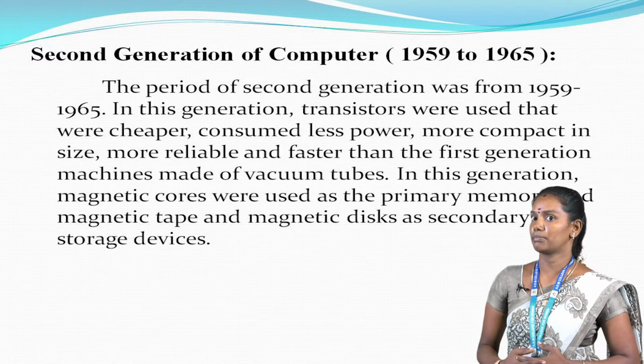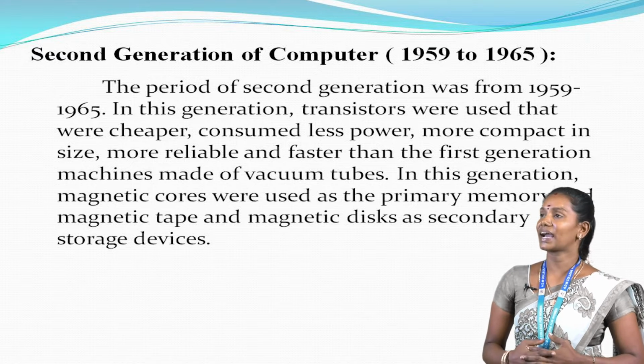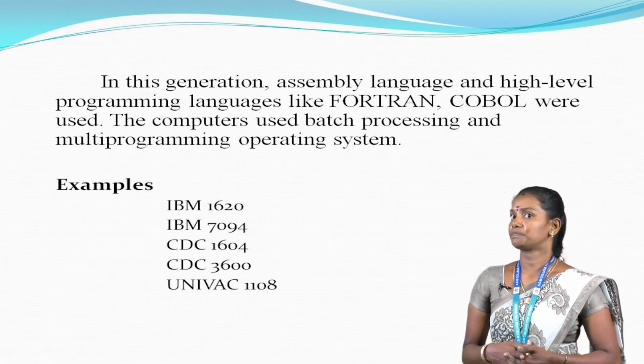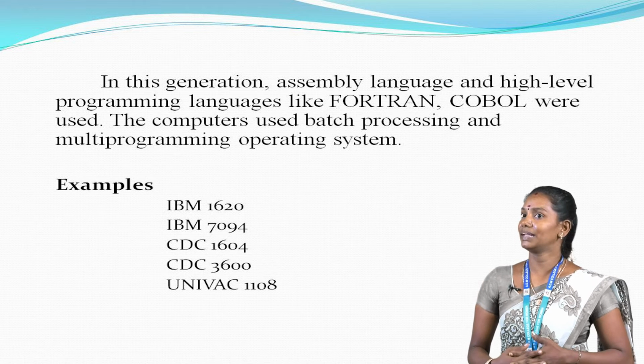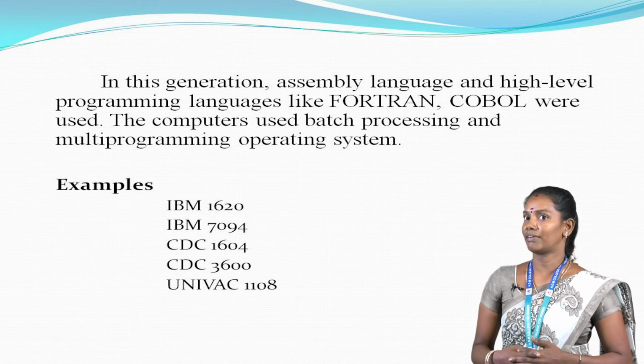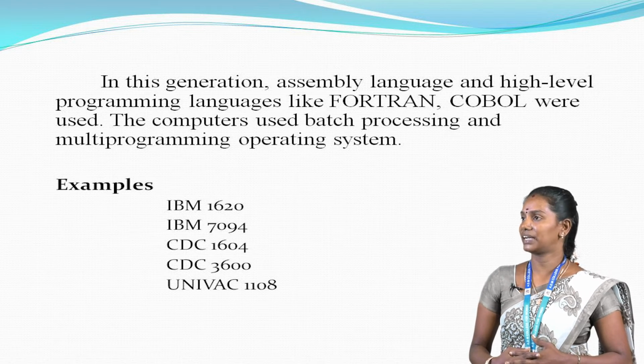In this generation, magnetic cores were used as the primary memory and magnetic tape and magnetic disk as secondary storage devices. In this generation, assembly language and high-level programming languages like Fortran, ALGOL were used. The computers used batch processing and multi-programming operating system.